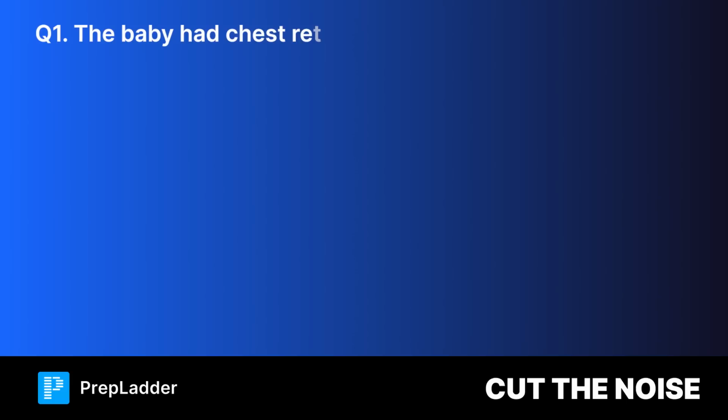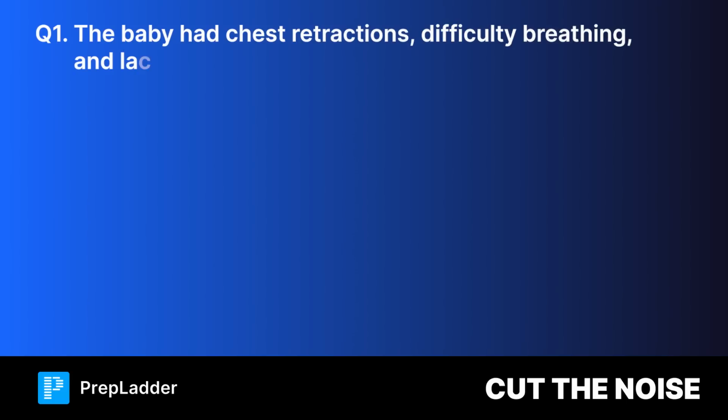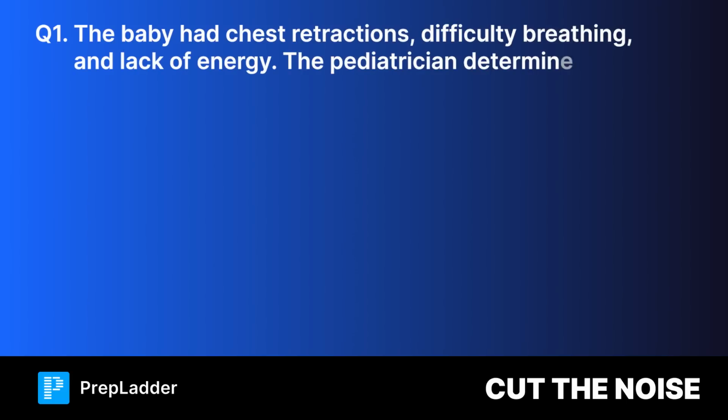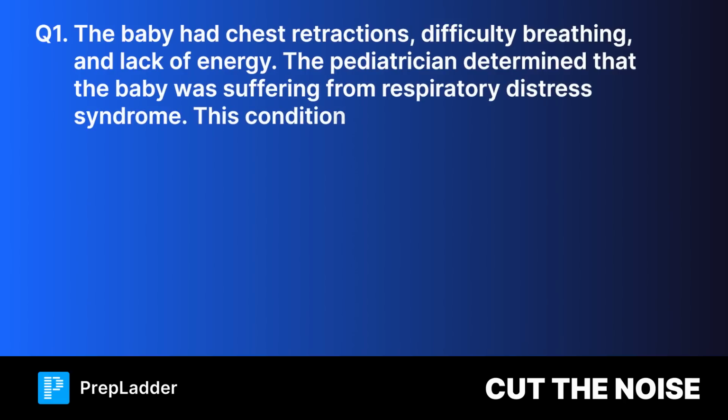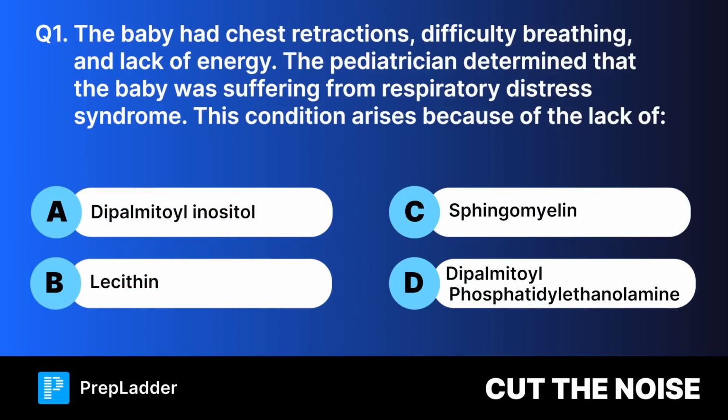Question 1. The baby had chest retractions, difficulty breathing, and lack of energy. The pediatrician determined that the baby was suffering from respiratory distress syndrome. This condition arises because of the lack of. Your options are. And the correct answer is lecithin.